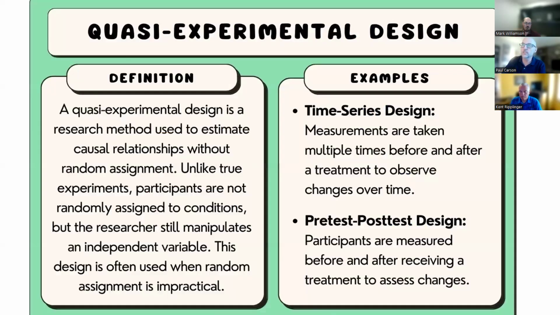And what are quasi-experimental studies? This is a definition here on the side. Quasi-experimental study design is a research method used to estimate causal relationships without random assignment. So this is often our non-randomized type of trials or observations. Unlike true experiments, participants are not randomly assigned to conditions, but the researcher still might be manipulating an independent variable. I'll give you an example of this in a minute here.